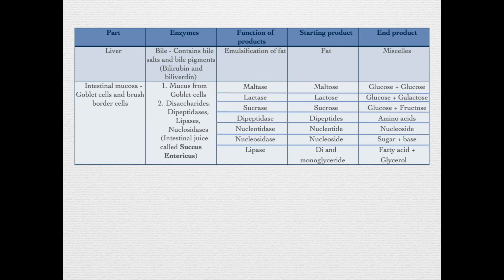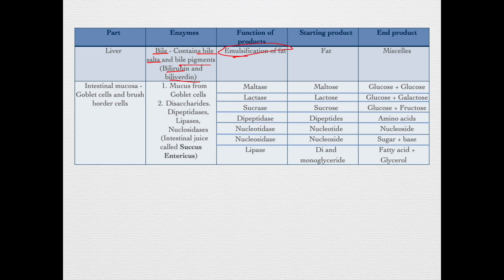Next, we will talk about the liver and its role in digestion. The liver secretes a compound called bile, which is made of bile salts and bile pigments. Bile salts are synthesized from cholesterol, whereas bile pigments are breakdown products of hemoglobin, and they include bilirubin and biliverdin. The function of bile lies in fat digestion, wherein it is involved in a process called the emulsification of fat.